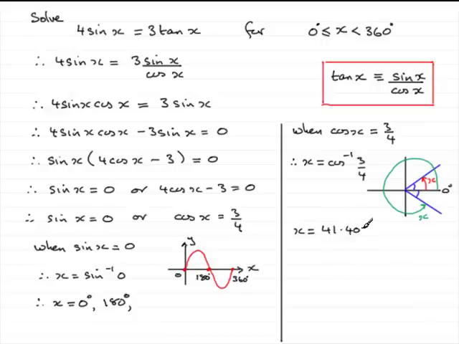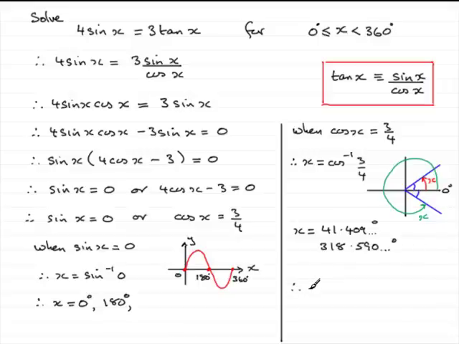41.409 and so on. Now that clearly is this red angle here, this acute angle, and that means that this little blue one here is exactly the same, 41.409. So to get the green angle, all I need to do is 360 degrees minus 41.409 and so on. And if you do that, what you find you get is 318.590 and so on degrees.